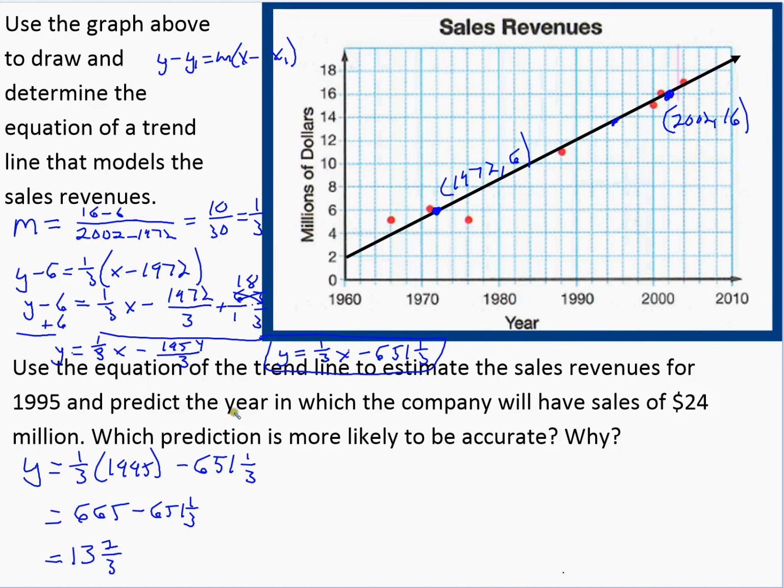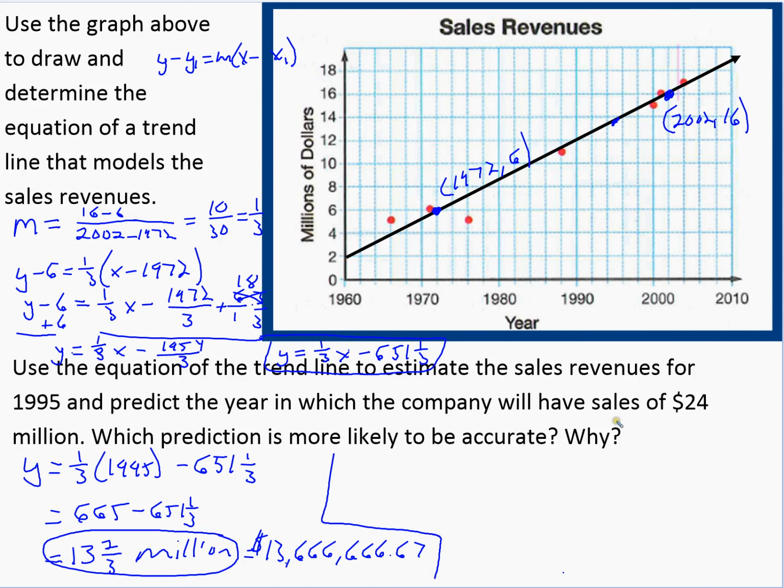So in 1995, and remember this is measured in millions, 13 2/3 millions, or we could think of that as 666,666.67 if we go all the way down to cents, something like that. So that's one part. Now, since they were describing things in millions, we would probably put our answer in millions. The next part says, when will they have $24 million?